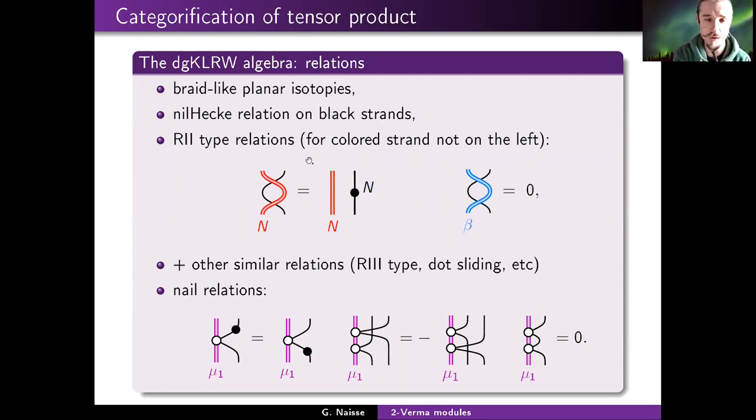So here, the usual one of Webster when you have an integral weight, and the new one for the Verma. And finally, as promised, you have a collection of relations involving the nails that will allow you to say that, okay, when all my colored strands are red, then I have something that is quasi-isomorphic to Webster. And for example, this is a relation that I told you about, because when you apply the differential, it can be sent to n plus one dots.